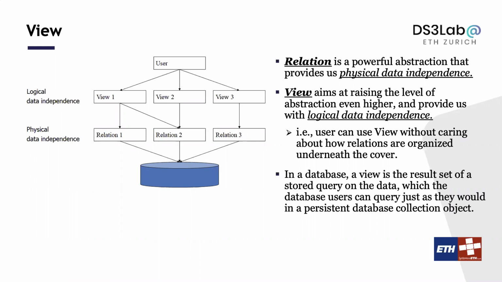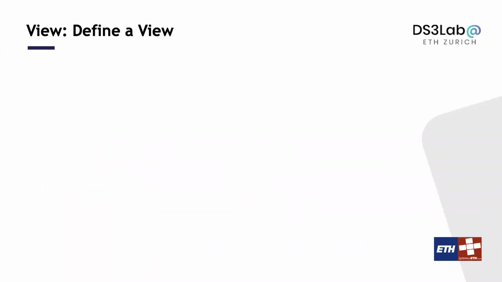In a database, a view is simply the result set of a stored query on data, which a database user can query just as they would a relation. The user can just use a view as if it is a relation, and the view is defined as a stored query on data. This is going to get very concrete very soon.